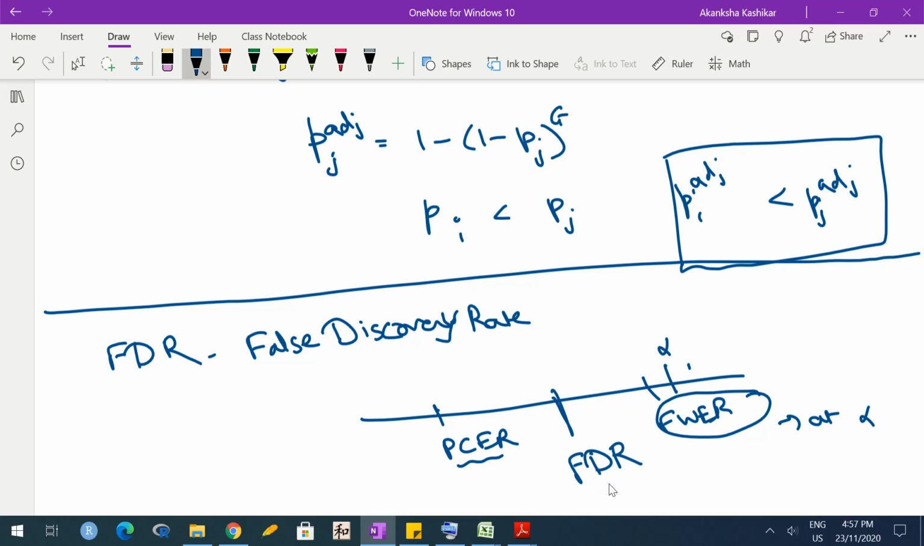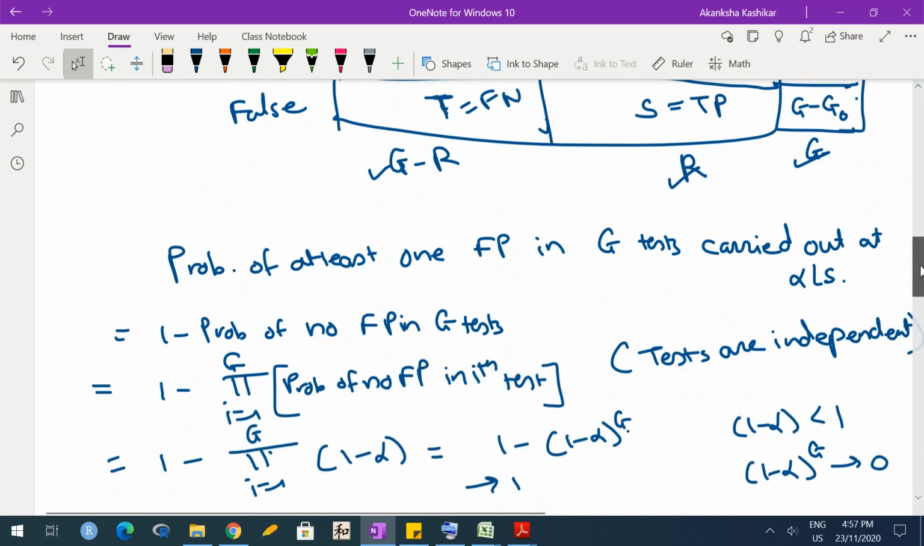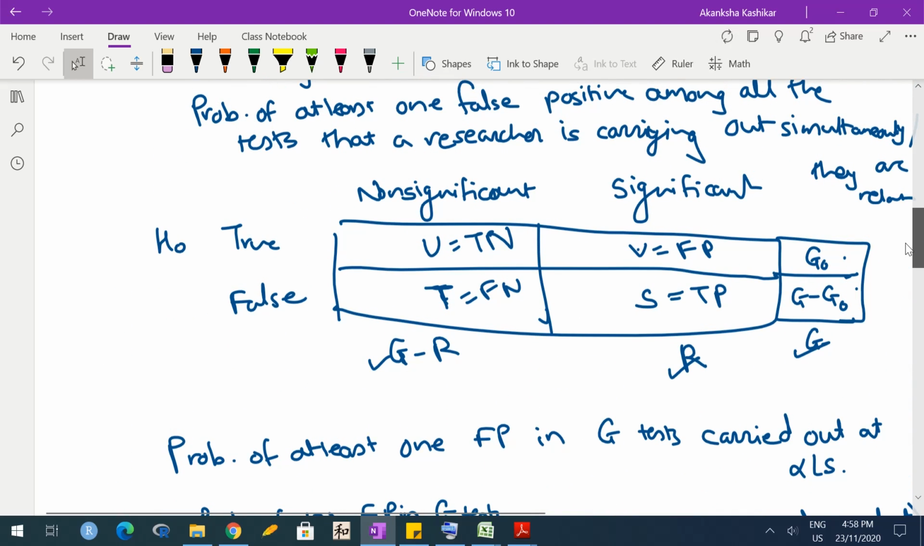This in-between thing is denoted by FDR. So FDR is somewhere between the per comparison error rate and the family wise error rate. Let us first define these things in terms of the notations that we had introduced earlier, and then we will see how FDR is between these two, and then we'll try to see the method to control FDR.